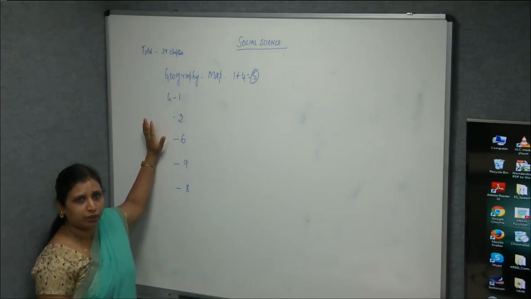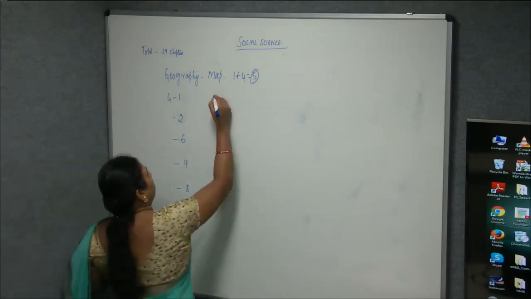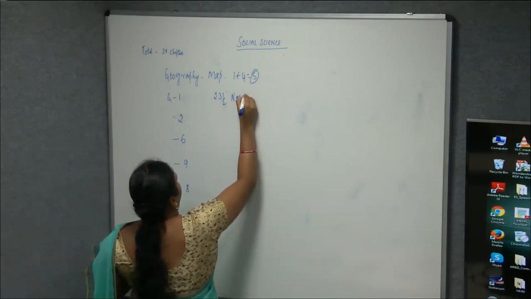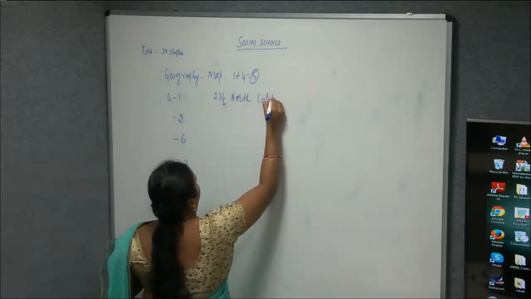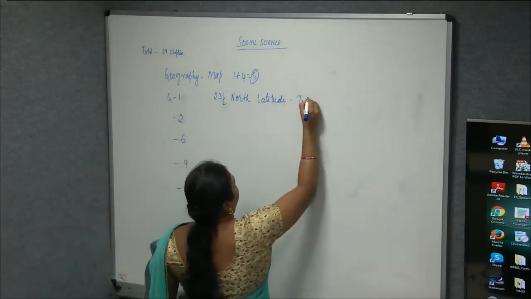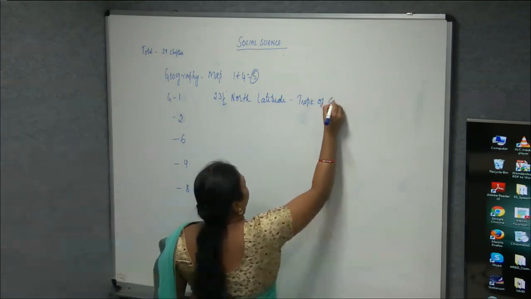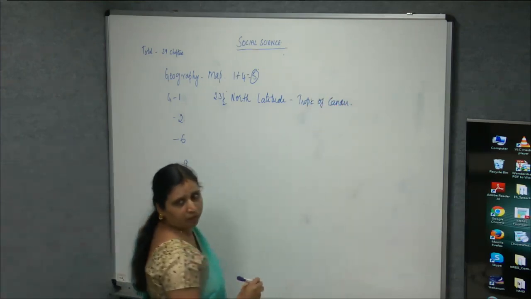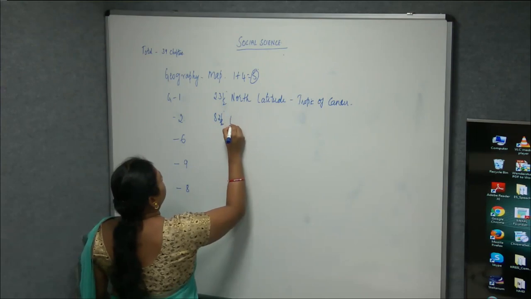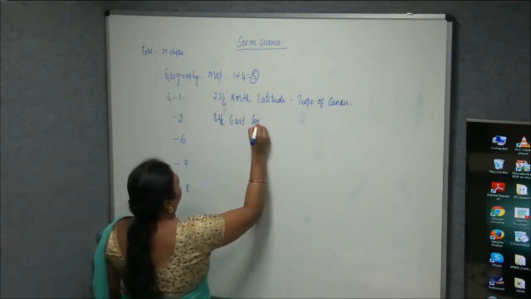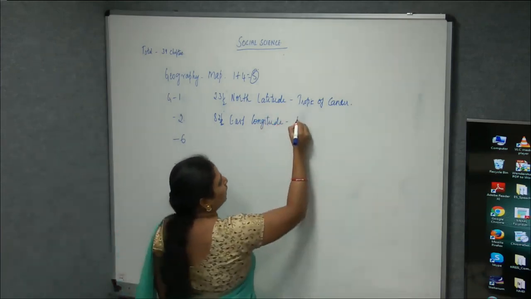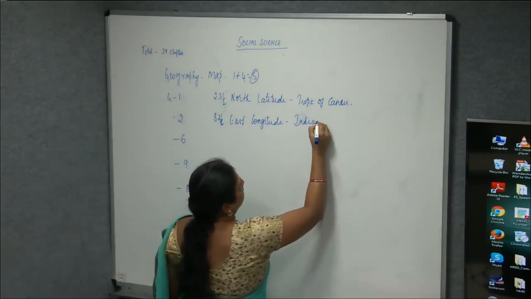23.5 degrees they ask, 82.5 degrees they ask. So 23.5 degrees north latitude, or it is called Tropic of Cancer. Okay, so then first lesson. 82.5 degrees east longitude, or it is called Indian Standard Time. Okay, Indian Standard Time.